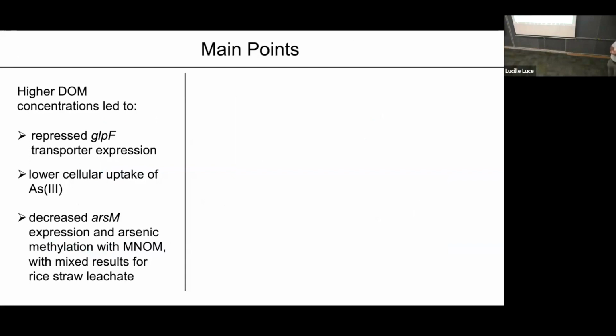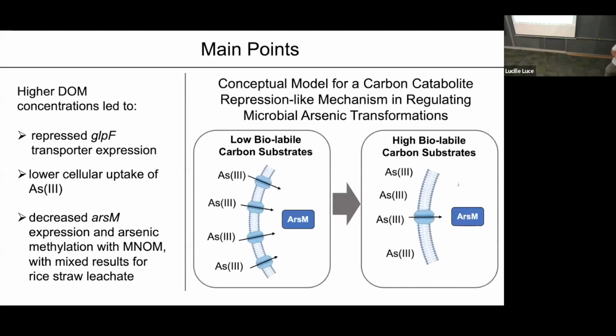And so, some main points here. We saw that higher DOM led to repressed GLPF expression with arsenic uptake. And at least for the MNOM, we saw a decreased expression; for the rice straw leachate, it was a mixed bag. And we're actively working with other sources of dissolved organic matter to try to understand how this process occurs with DOM of different diversity.